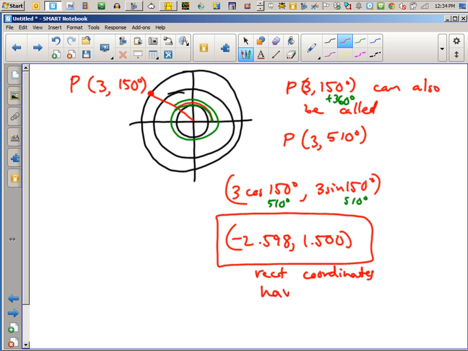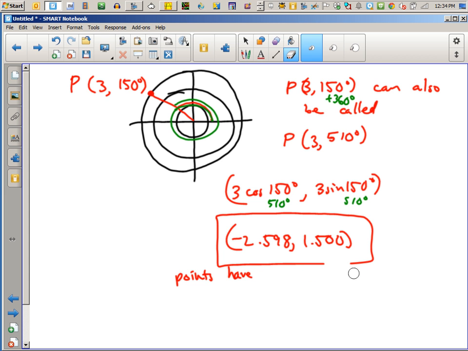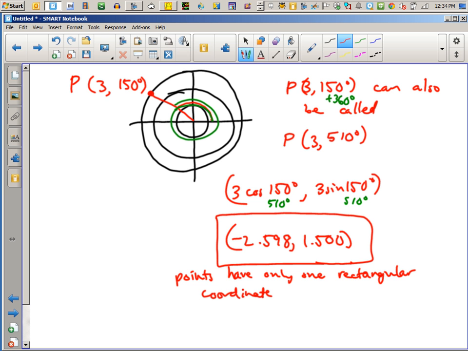So rectangular coordinates, I should say points, have one rectangular coordinate description. So points have unique rectangular coordinates, you could say. One of a kind. Only one rectangular coordinate description.